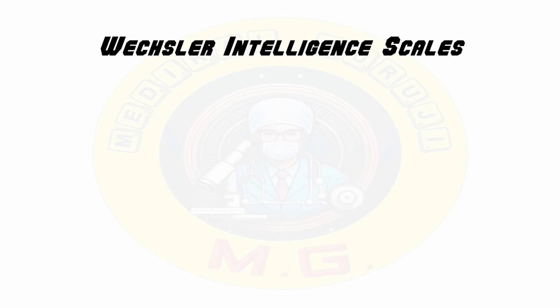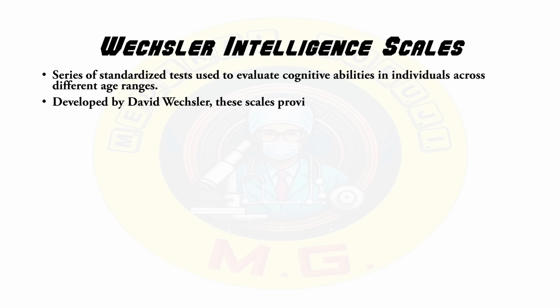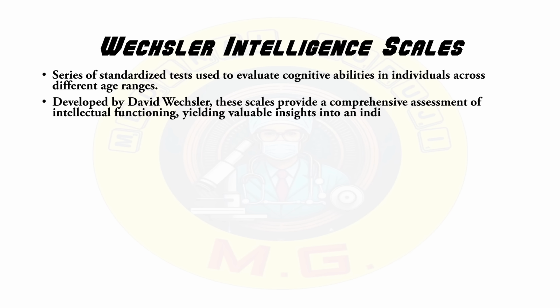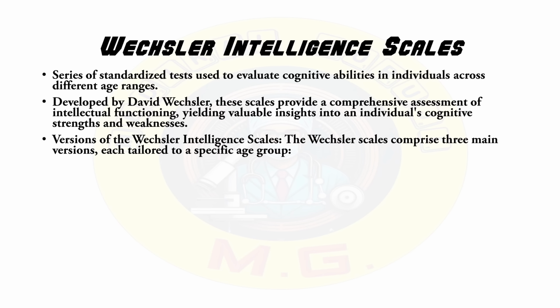This series of tests includes different versions for various age groups. First is the Wechsler Preschool and Primary Scale of Intelligence, WPPSI. This is for children aged from 2 years 6 months to 7 years 7 months. Then the Wechsler Intelligence Scale for Children, WISC. This is for children and adolescents aged from 6 years to 16 years.